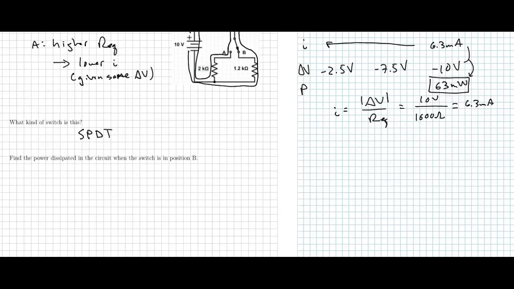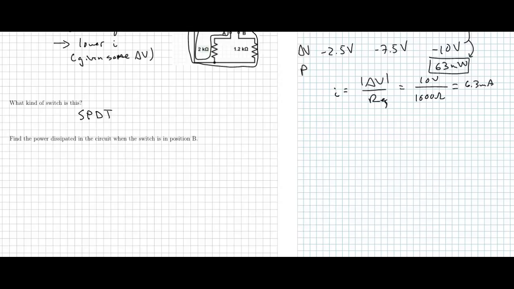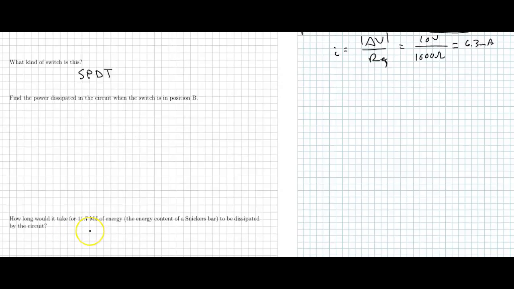Next, we want to know how long it would take for 11.7 megajoules of energy, which is the energy content of a Snickers bar, to be dissipated by this circuit. So if I know that the power, which is 63 milliwatts, power is energy transfer rate. So change in energy over change in time. I'm going to know my energy transfer rate. So that's 11.7 megajoules over delta T.